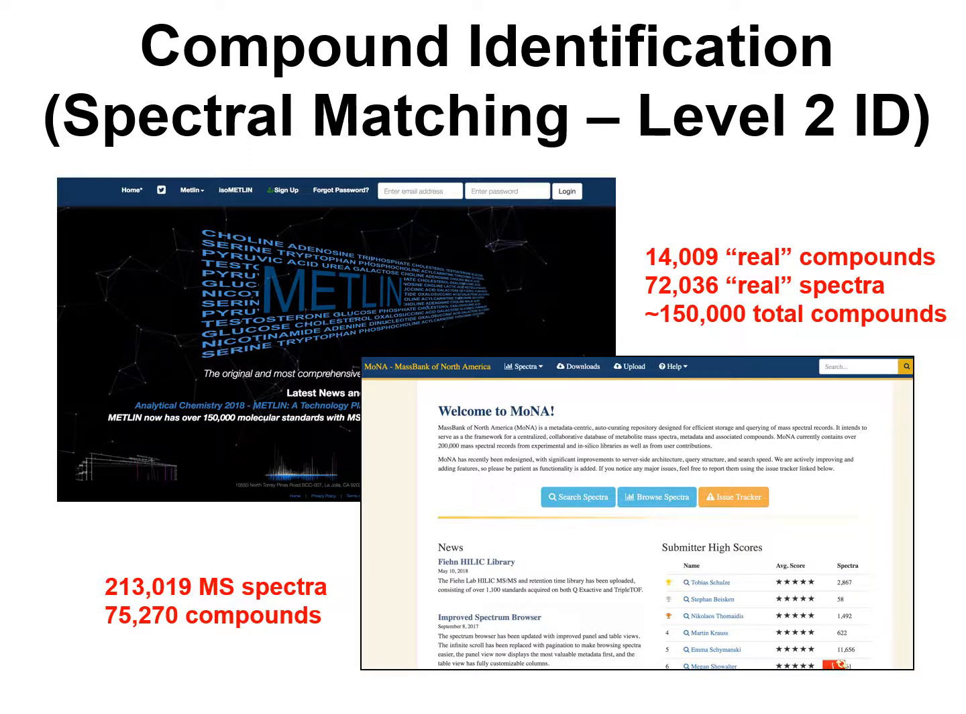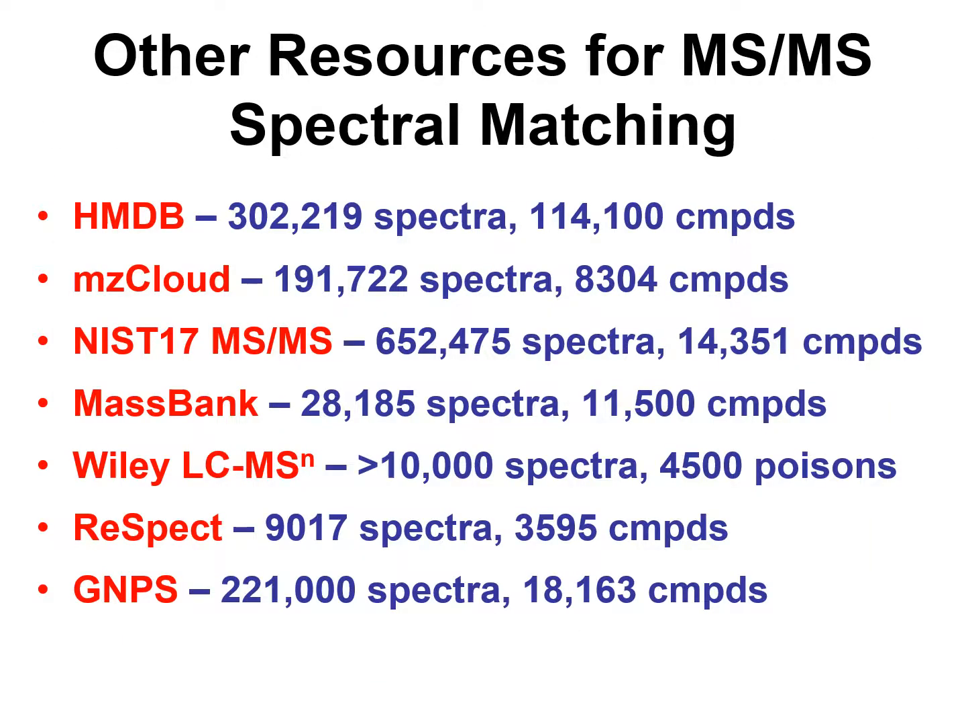MONA, similar sort of thing, some 70,000 compounds, 200,000 plus spectra. Many of those are also predicted spectra. Perhaps a quarter of them are actual real spectra. If you look through other resources, there are other kinds of databases that also have large collections of tandem MS spectra. Human Metabolome database with about 300,000 MS spectra for 114,000 compounds. MZ Cloud, close to 200,000 spectra. The NIST database, more than 600,000 spectra, and on down the list.